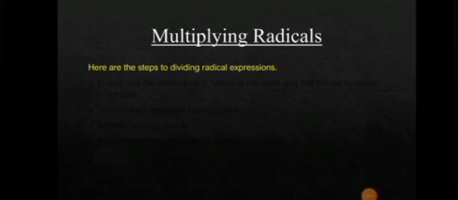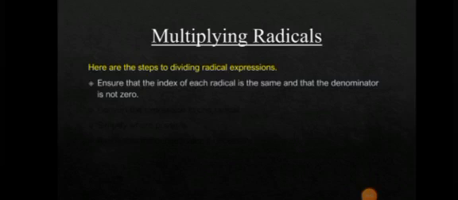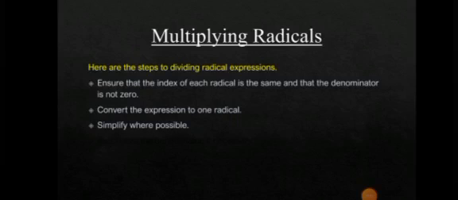Multiplying radicals. Here are the steps to divide or multiply radicals. First, ensure that the index of each radical is the same and that the denominator is not 0. Second, convert the expression to one radical. Third, simplify where possible. And last, rationalize the denominator if necessary.